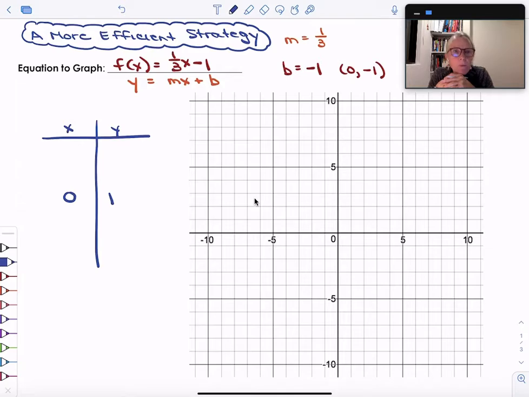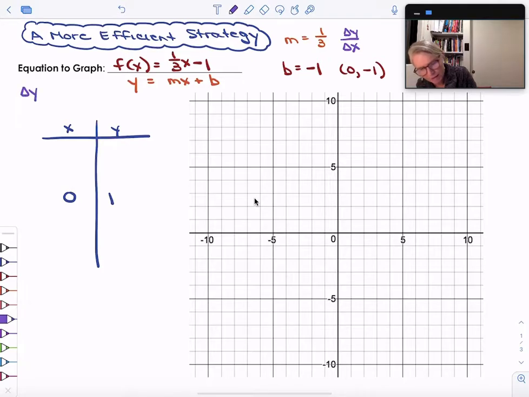Now, instead of calculating more input-outputs, I'm going to use my slope to create these new values. Let's decipher the slope a little bit further. Slope is change in y over change in x. So for this example, I'm going to bring it down here where I have more room. Change in y is equal to 1, and change in x is equal to 3. I've just decoded that slope. So I can now use this to get more values.